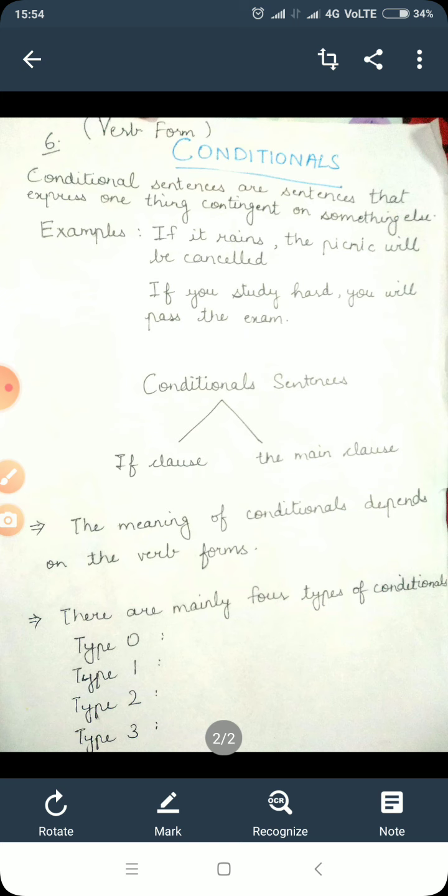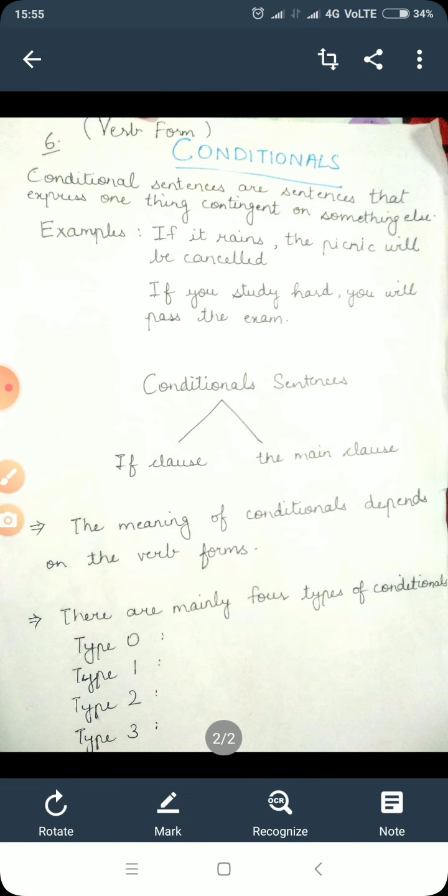Conditional sentences are sentences that express one thing contingent on something else. So one thing is dependent upon the other thing. For example, if it rains, the picnic will be cancelled. So over here, the main clause is dependent upon the if clause. What is the if clause in this case? If it rains. So if it rains, what are the chances? The picnic will be cancelled. This is the main clause.